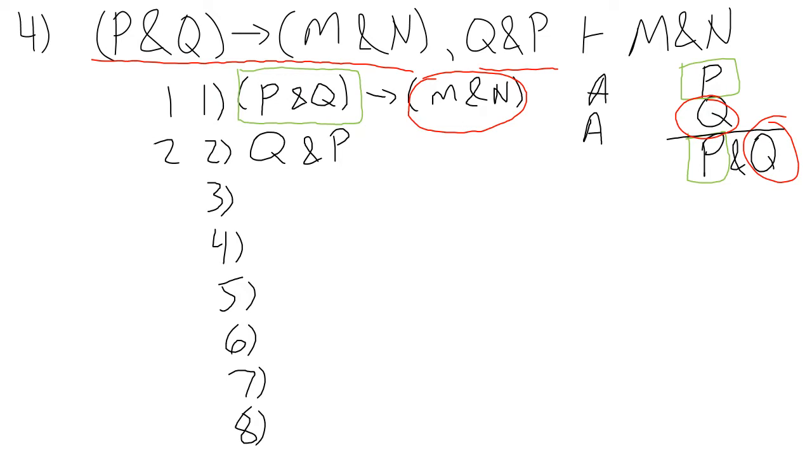Well, how am I going to get that? I can get that from here. I have an ampersand here, so I can break it apart. I'll put the Q here. I'll cite line 2 because that's where my ampersand is. What am I doing? I'm removing the ampersand from this one.